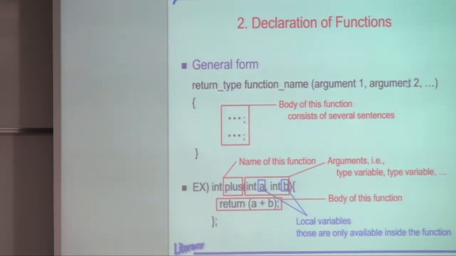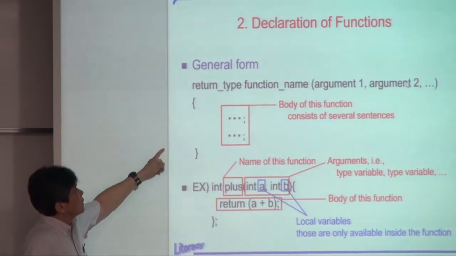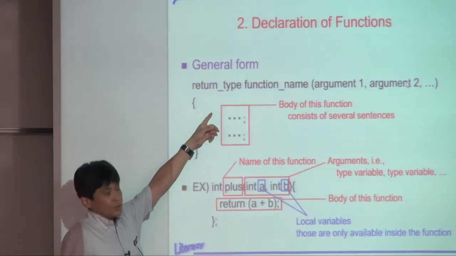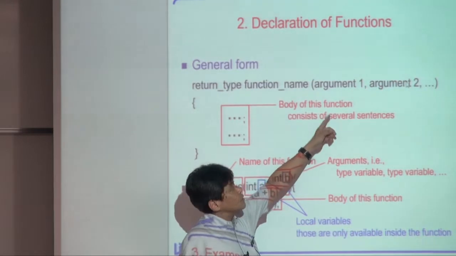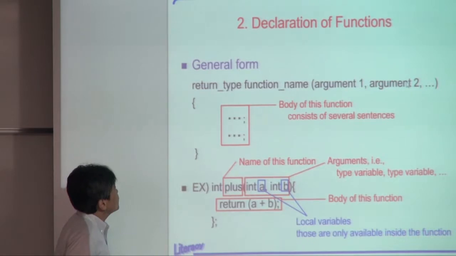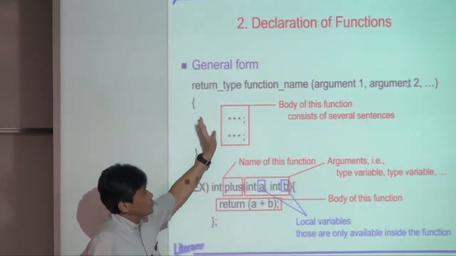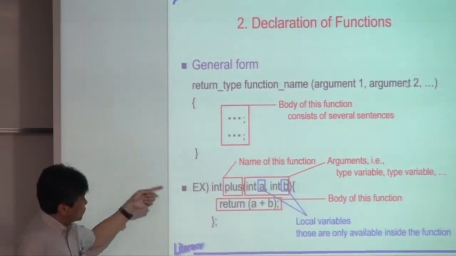If you want to define a new function, you have to know how to define functions. This is the general form. A function always has a return type. You have to specify the return type and the function name, and some functions need several arguments. Inside the brackets, you put several sentences: frequently used sentences, procedures. Okay, so this is the example.